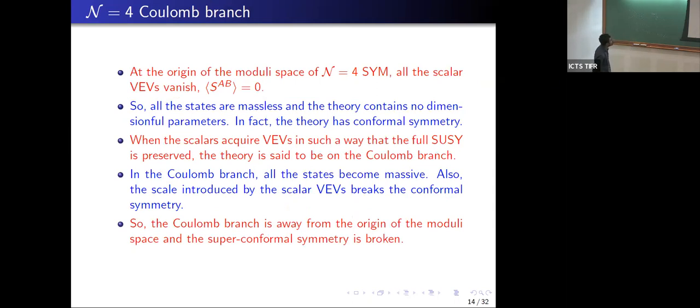Now let's discuss the N equals 4 Coulomb branch. At the origin of the moduli space of N equals 4 super Yang-Mills, all the scalar waves vanish, meaning the vacuum expectation value of S_AB is equal to 0. So all the states are massless and the theory contains no dimensionful parameter, because the Yang-Mills coupling is also dimensionless in 4D. In fact, the theory has conformal symmetry. When the scalars acquire non-trivial values in such a way that the full SUSY is preserved, the theory is said to be on the Coulomb branch. This is the definition of the Coulomb branch, and in the Coulomb branch all the states become massive by eating the vacuum expectation value of the scalars. Also the scale introduced by the scalar values breaks the conformal symmetry. So when the Coulomb branch is away from the origin of the moduli space, the superconformal symmetry is broken.